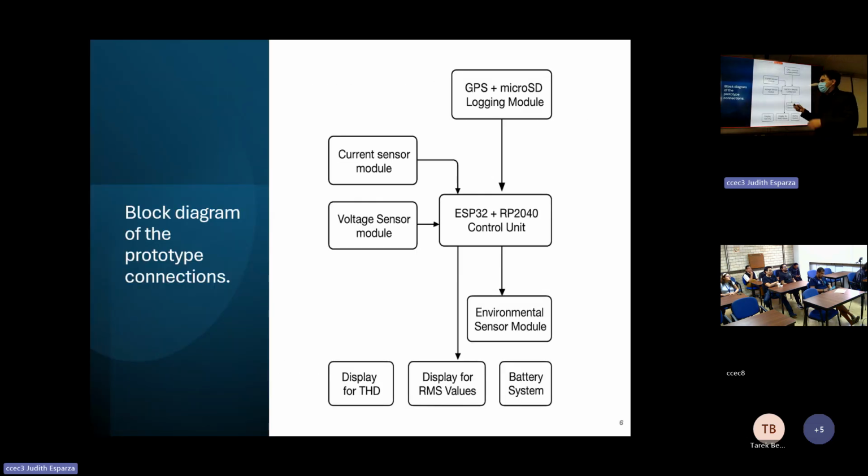This is the diagram of the prototype connections. I use the ESP32 and Raspberry Pi. I use the Raspberry for environment sensor modules, for example temperature, pressure, humidity, and others, and GPS for the time.